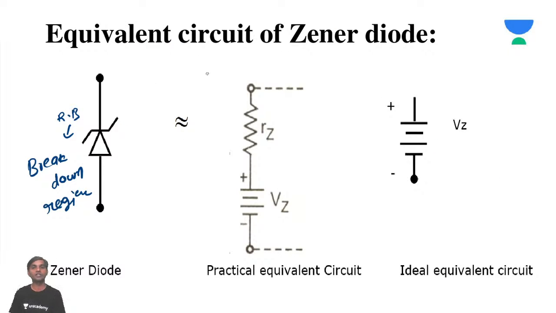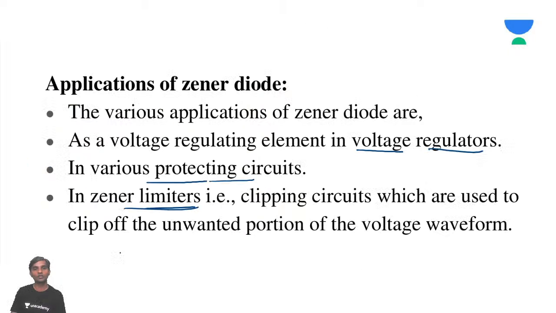This is the equivalent circuit of a Zener diode. As I told you, when the Zener diode is in breakdown, it acts as a positive voltage drop. You can see here, plus Vz is going to be there. It acts as a voltage source of Vz. And for applications, we have seen the voltage regulator.